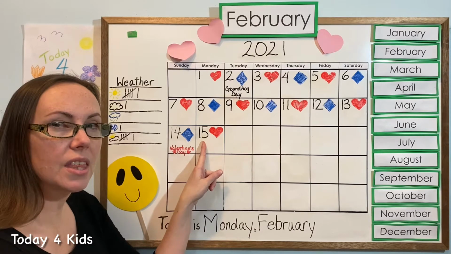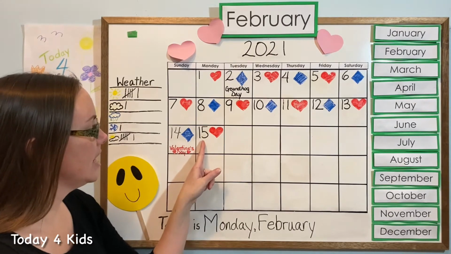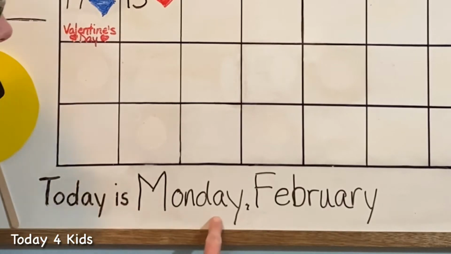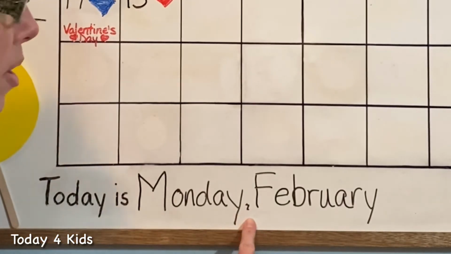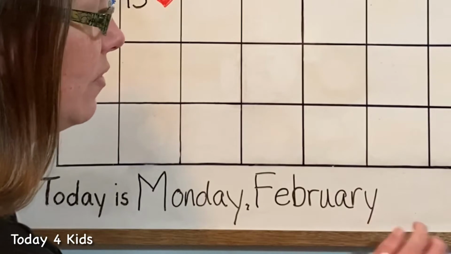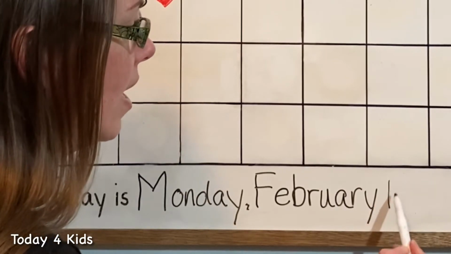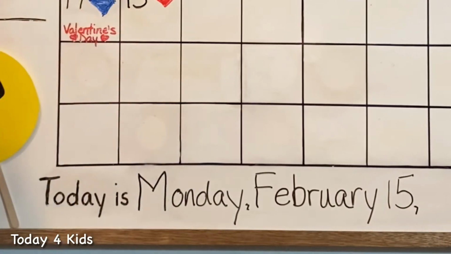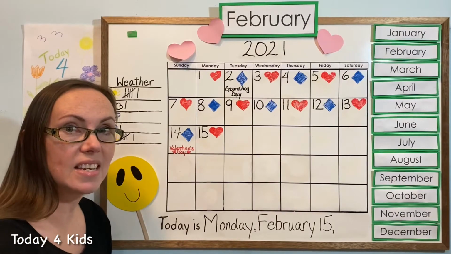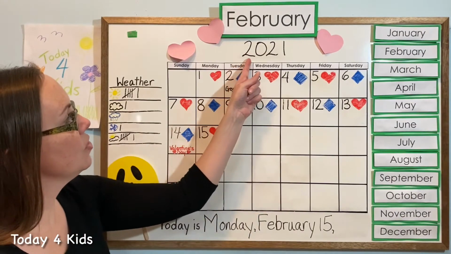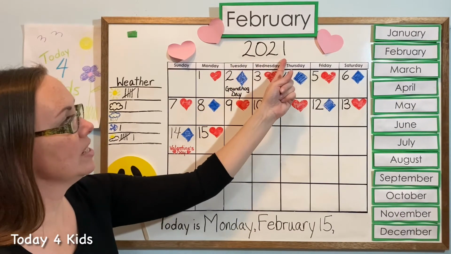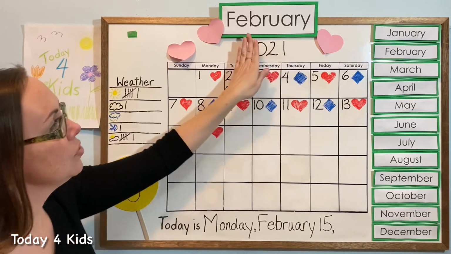Can you say the end? 15th. Next, we're going to put it into our sentence. Today is Monday, comma, so just pause, February 15th. A 1 and a 5, and then another comma before we say the next word. And the next word is the year, and it is 2021, or you can say 20 21, kind of like there's two numbers beside each other.